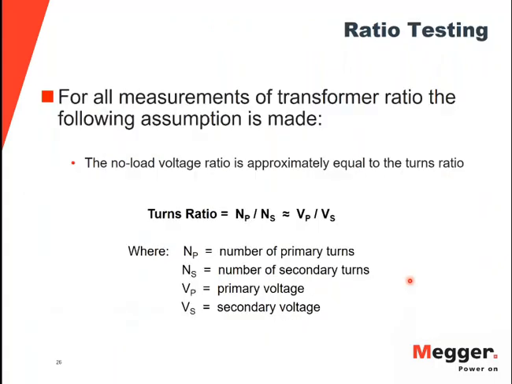So your turns ratio formula is the ratio of your primary applied voltage to the secondary measured voltage, and that would be equal to the ratio of primary turns to the secondary turns. And as I was mentioning, the no load voltage ratio is approximately equal to the turns ratio.